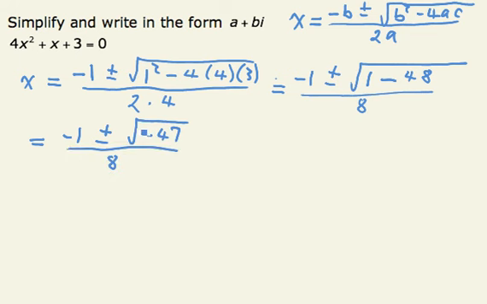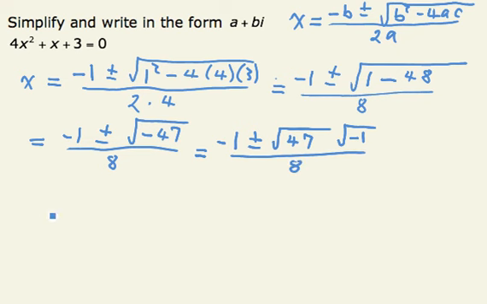Now, the square root of negative 47 is not a real number, so we're not going to have real solutions to this quadratic. We can think of this as negative 1 plus or minus the square root of 47 times the square root of negative 1 divided by 8, and we can write that as negative 1 plus or minus the square root of 47 times i, all of which is divided by 8.